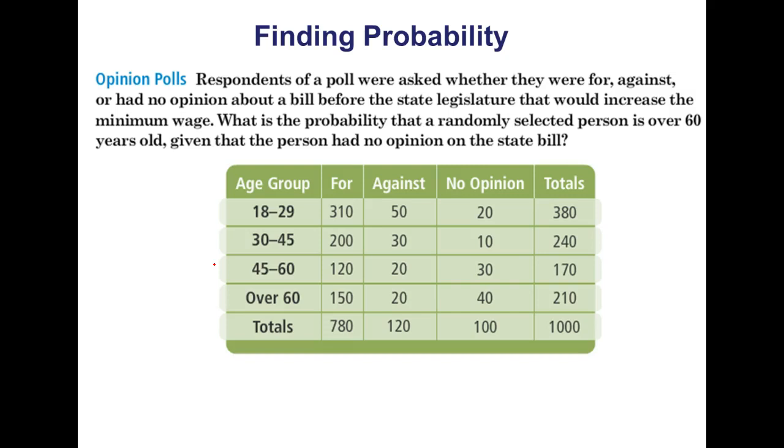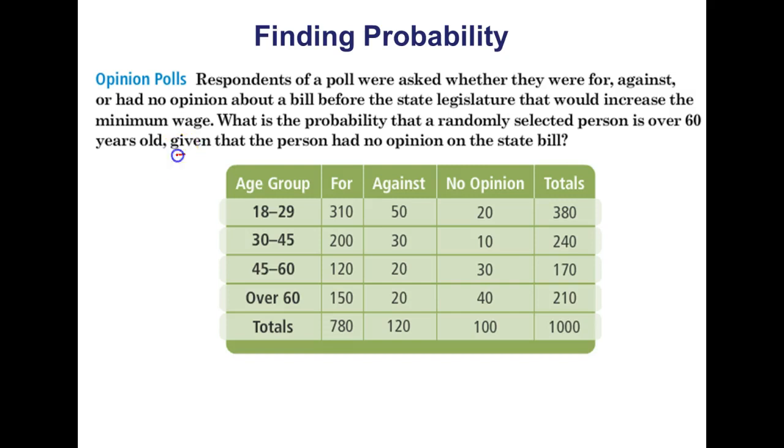Our next example is another two-way frequency table. In this case, we have the ages of the respondents in the rows, and then across the top, the columns are labeled whether or not they are for, against, or they have no opinion on a particular bill that's being voted on. So the question is, what is the probability that a randomly selected person is over 60 years old, given that the person has no opinion on the state bill?